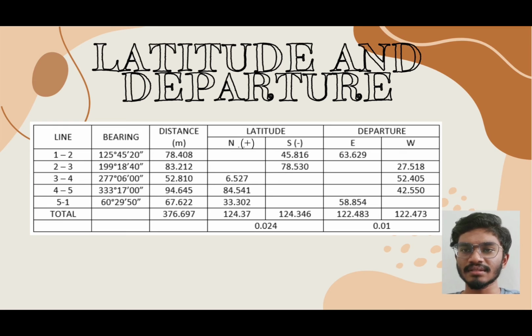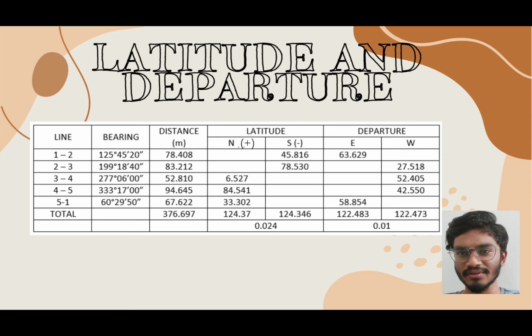In this latitude and departure calculation I use the formula. For latitude I use distance cos bearing, and for departure distance sine bearing. Over here I mentioned that N is plus and S is minus. You might be thinking what is plus and minus over here. In the formula distance cos bearing, if the answer is positive it must be in the north category, and if it's negative it must be in the south category.